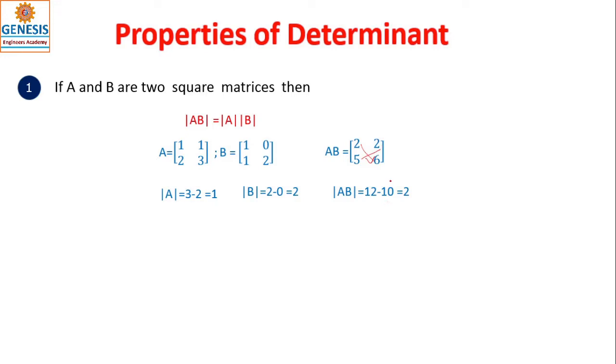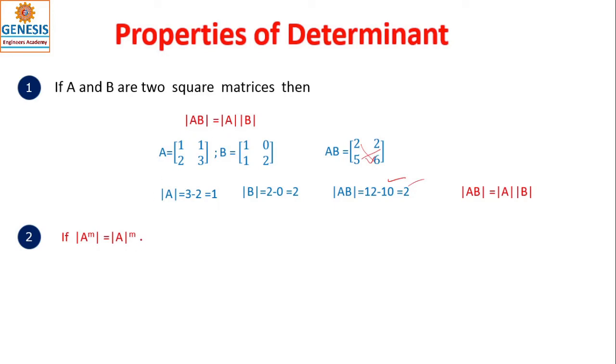So these properties are compulsory in order to reduce the consumption of time in solving the problem, so that you can avoid finding the matrix AB. The second property is, the determinant of A to the power of m is equal to the determinant of A to the power of m. I will also explain this giving an example.